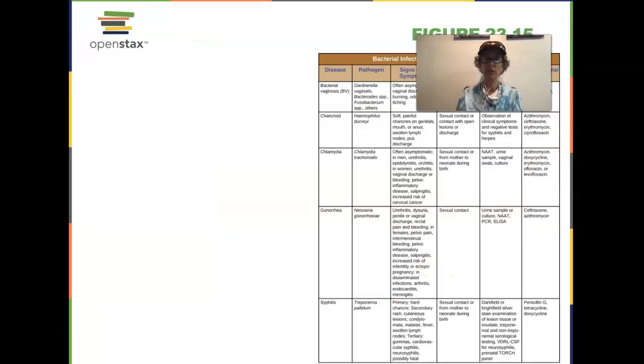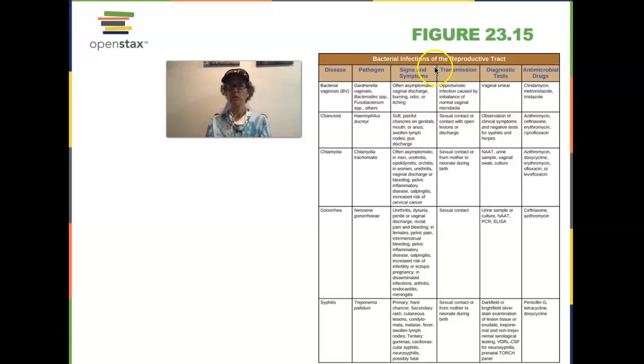The giant table of bacterial infections of the reproductive tract, which I again have reproduced in a PDF format and saved as Chapter 23 study guide and put in the module along with this lecture and the slides without my narration and the chapter of the book.